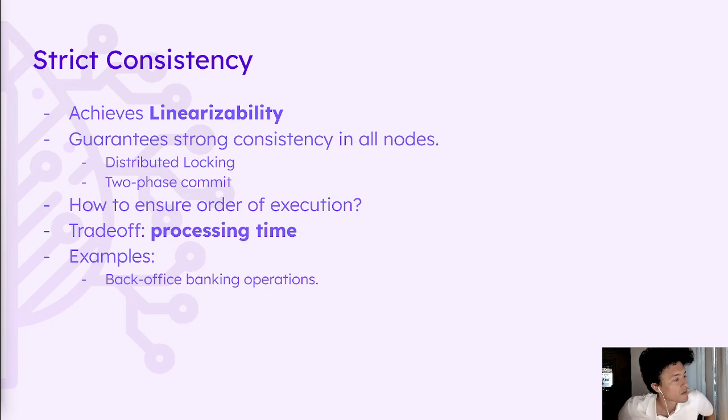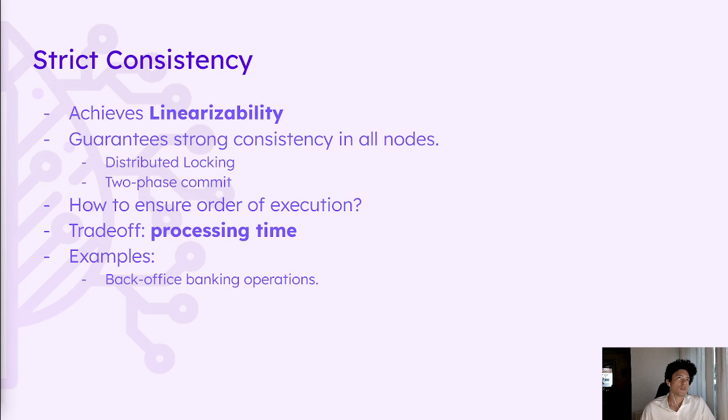Then yeah, we can talk about strict consistency. When we talk about strict consistency, we talk about this term linearizability. Linearizability is to make all the transactions, all the updates, all the reads and writes in a nutshell, linearizable. Linearizable is perceived in a linear way. Guaranteeing a strong consistency of all nodes, which means all the components, the nodes of our distributed system should have the same state at all times. This is a strict consistency.